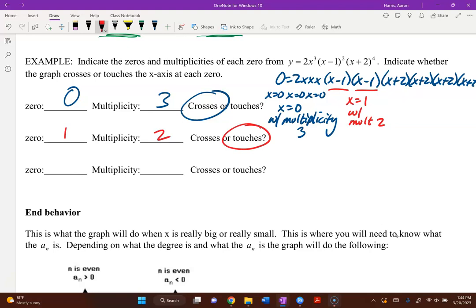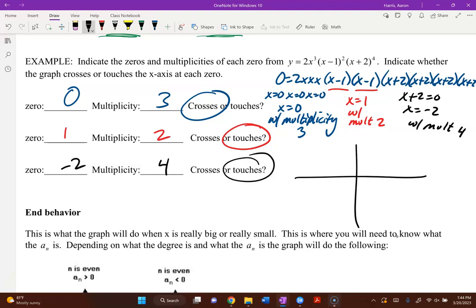And then the last one, x plus 2 equals 0. So x equals negative 2. How many of those did we have? 4, yeah. So negative 2, multiplicity 4. Does it cross or touch? Even amount. Touches, yeah. So I know I don't have the graph of this, but I do know quite a bit of information.